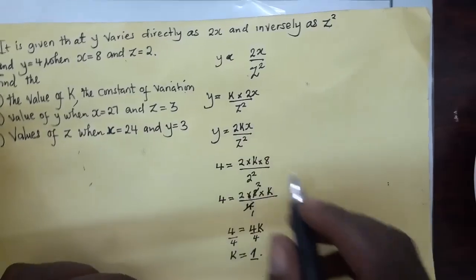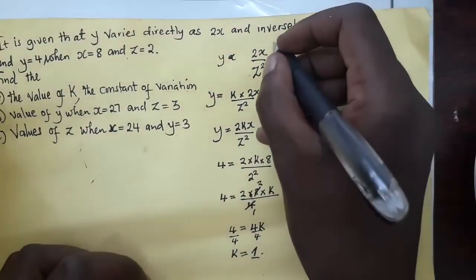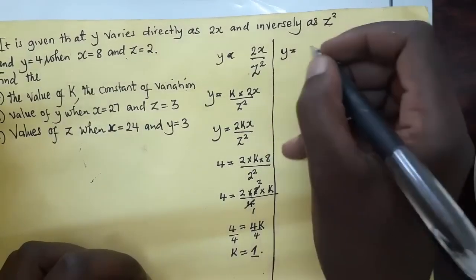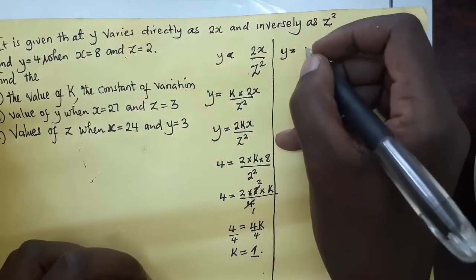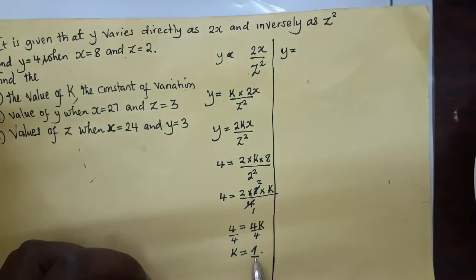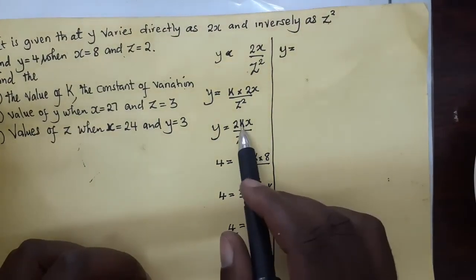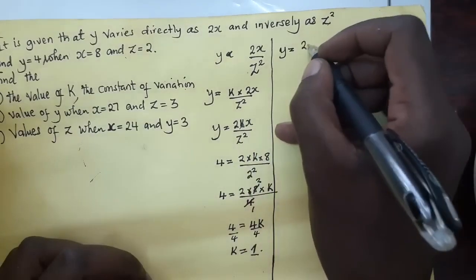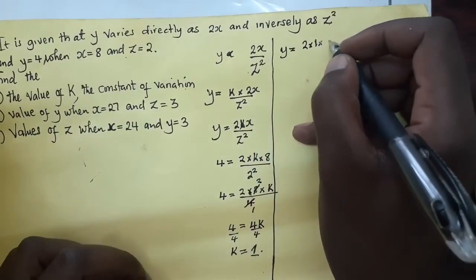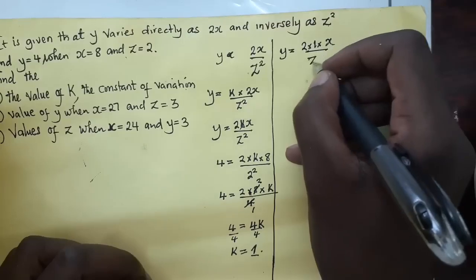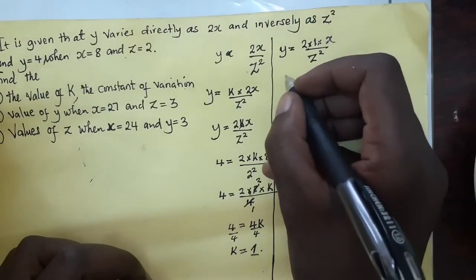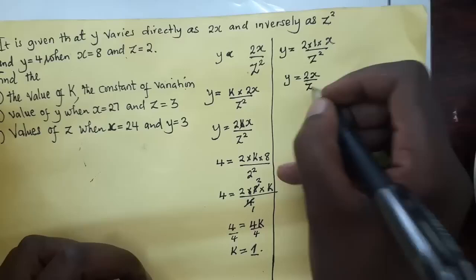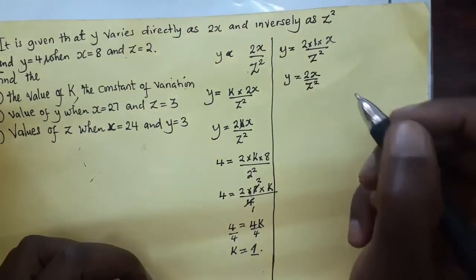So we get back to this equation now. The equation that we're going to use now is, since k is equals to 1, where there is k here, we're going to put 1. So we're going to have 2 multiplied by 1 multiplied by x over z squared. So we're going to have 2x over z squared. Okay?